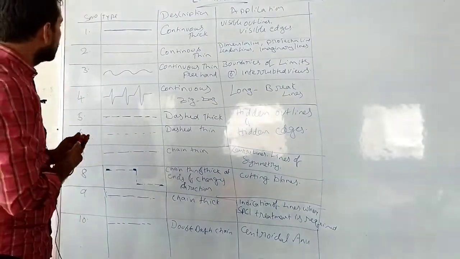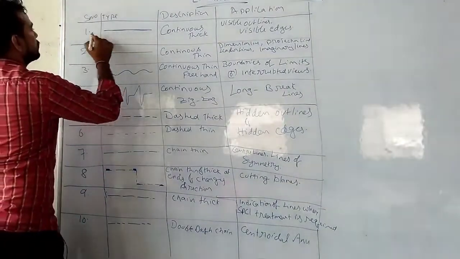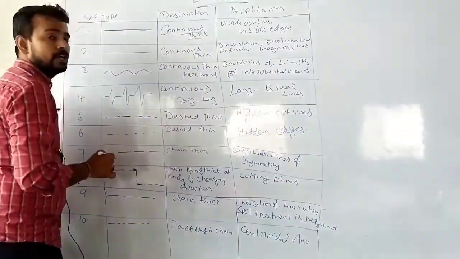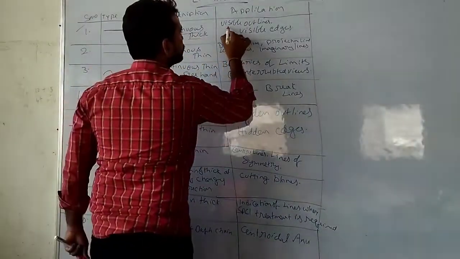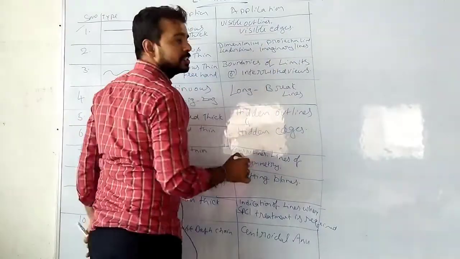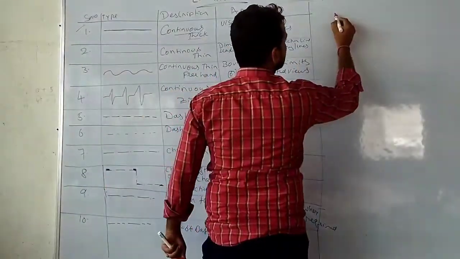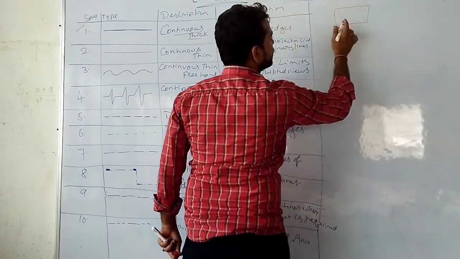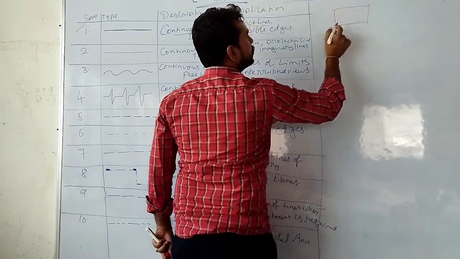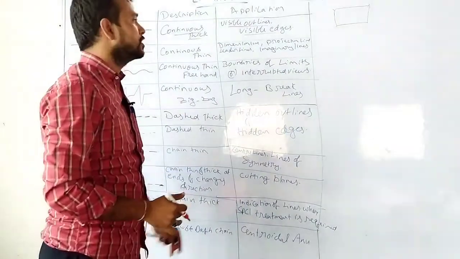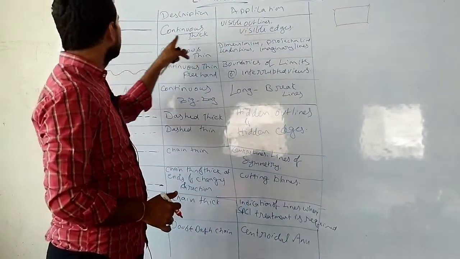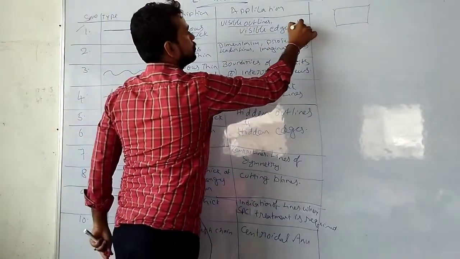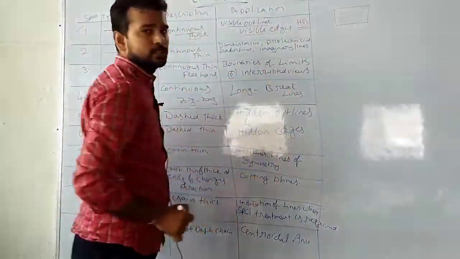Let's start our lecture with the first kind, the continuous thick line. The continuous thick line is used for visible outlines and visible edges. That means a normal diagram. If you draw a normal diagram, these are the visible edges and visible lines. To draw this type of visible lines and edges, we use the continuous thick line. Okay, clear? And we use an HB pencil to draw this.